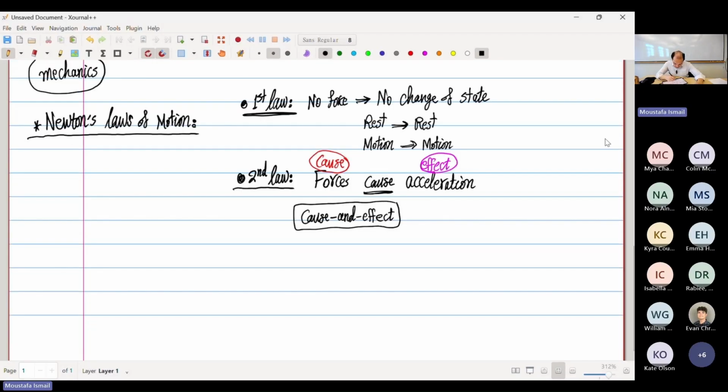Then there is Newton's third law, which says that if we have two objects and one object exerts a force on the other, then the other object reacts by exerting a force on the first object with the same magnitude, but in the opposite direction. It's always concerning interaction scenarios. You always have to have two objects interacting for Newton's third law to make sense.